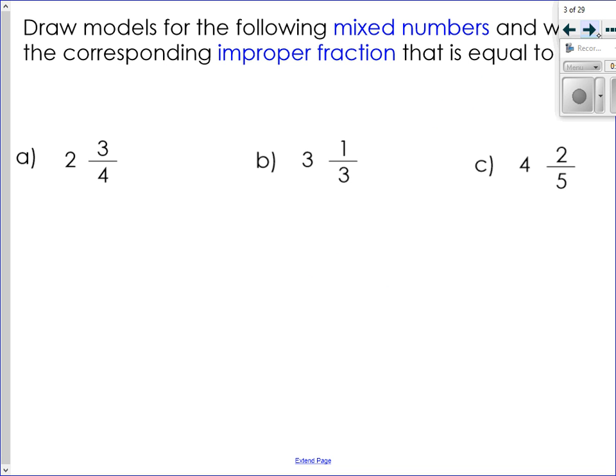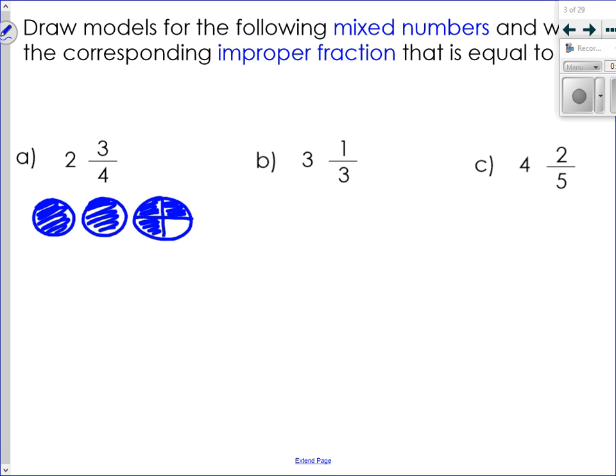Let's see if we can draw a model for the following mixed numbers and write the corresponding improper fraction that it's equal to. So if I were going to draw a picture for 2 3/4, I need to draw 2 wholes that are colored, shaded in, and the third one would be split into quarters. And how many of those quarters would be shaded? 1, 2, 3 of those 4 quarters would be shaded.